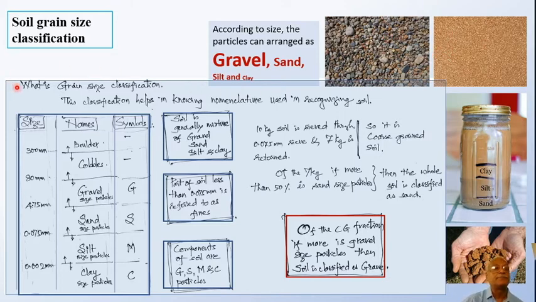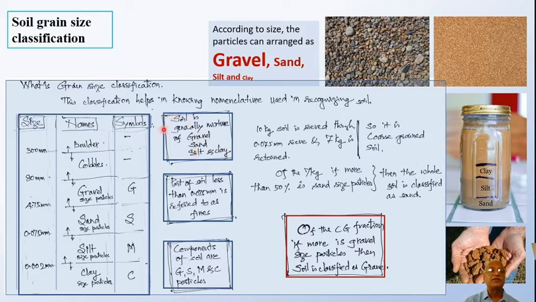Now, there is an Indian standard classification as far as grain size is concerned. There is a specific naming. This chart will give you a whole idea about the names, the sizes, and even the symbols. This classification helps in knowing the nomenclature used in recognizing the soil. The soil is generally a mixture of gravel, sand, silt, and clay. Everything will be there. You cannot have only gravel or only sand or only silt.